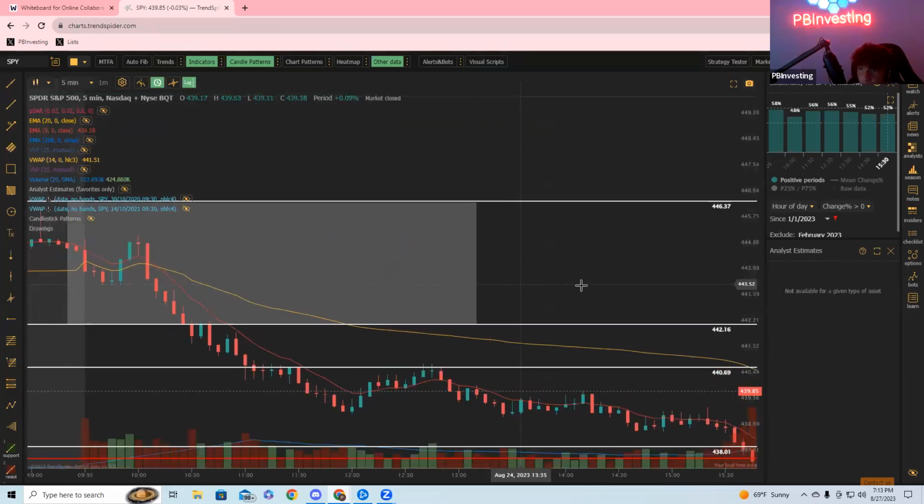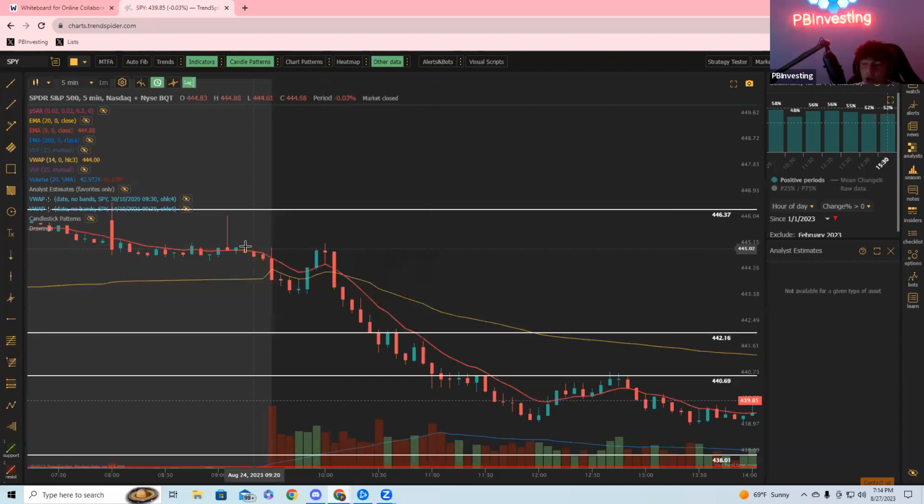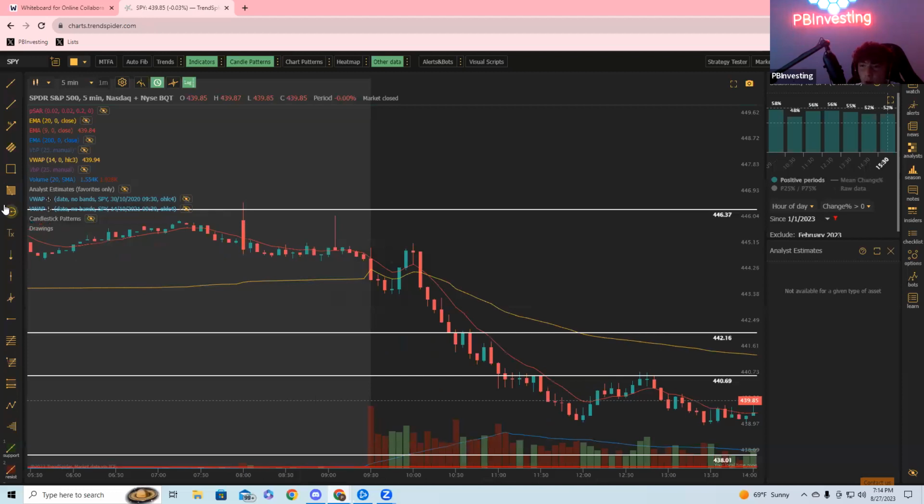So what happens? 5-minute close over VWAP. Nice little continuation. Now we're looking for a VWAP retest. We get no VWAP retest, and we're not taking the trade. But if you're a real one in here and you follow my posts, you should know what this candle means. What is this candle, guys? Let's see who knows what this candle is and what it indicates. Who knows what this candle is, right here?